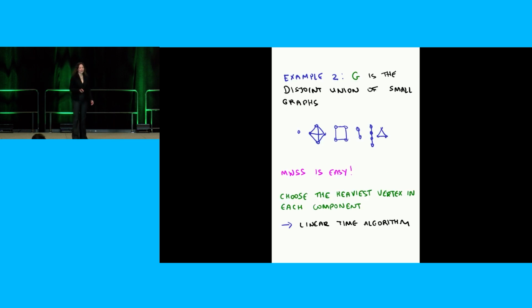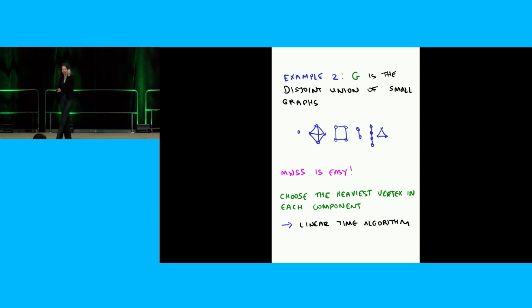So here's another one. It's a graph which is a disjoint union of small graphs, right? So you should imagine there are many of those little components. So how would I solve the max weight stable set problem here? Well, in each component, I'll take the heaviest vertex. And I can do that because in this example, every component is only at most 4 vertices.